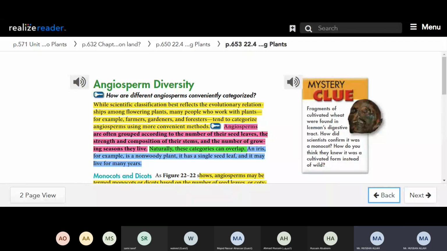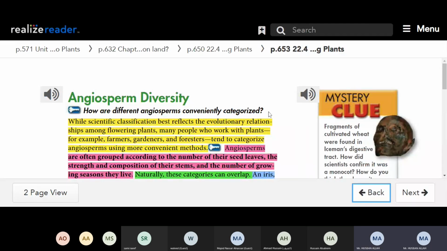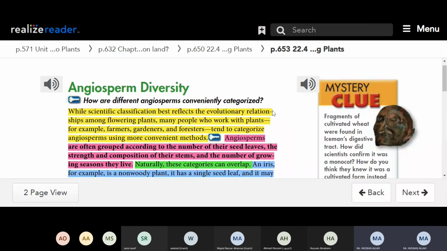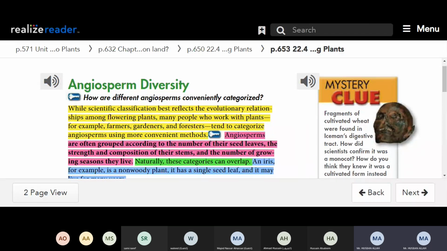Okay, the lesson which we are going to take today is about angiosperm diversity, right? Diversity, you can say how they are categorized, how they are divided. In the previous lesson we divided them into different clades, roughly 5 clades. But mainly, as I told you, we divide them into 2 categories: monocot and dicot. Mono means 1 and di means 2.